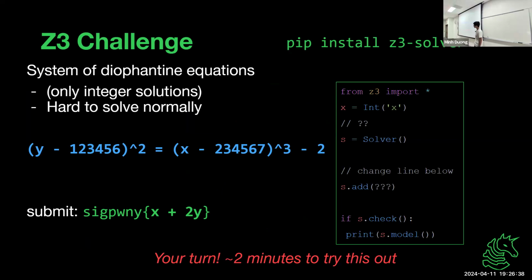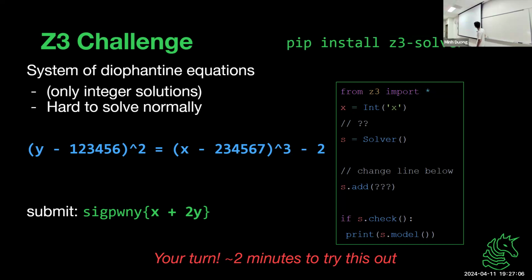Okay, so now this is the challenge for you. You've got an equation here, x and y are integers. You want to get a solution for x and y. I think there is a unique solution, so there's only one. And this is probably pretty hard to do by hand. So there's a template here.